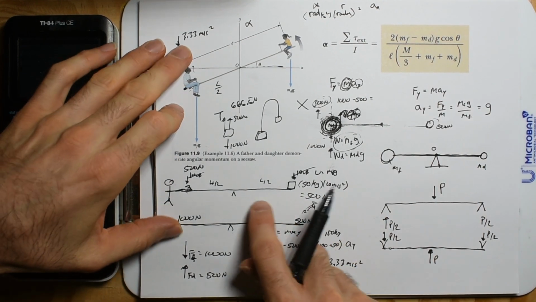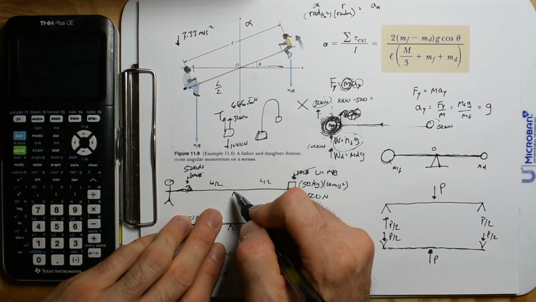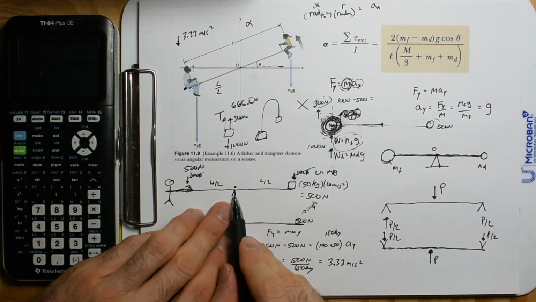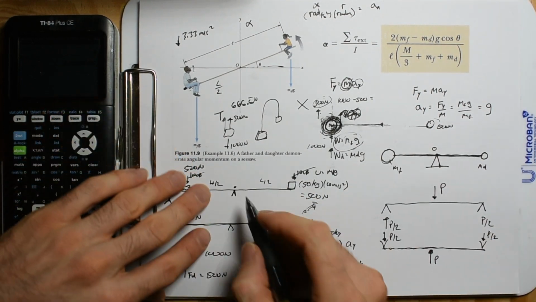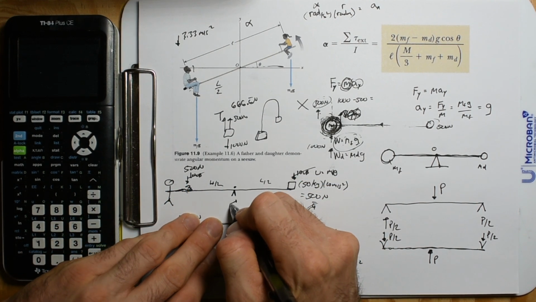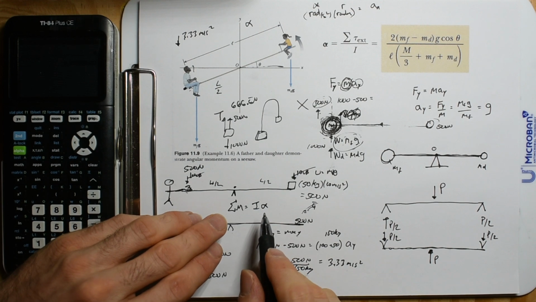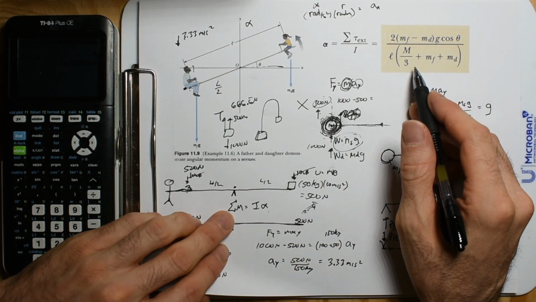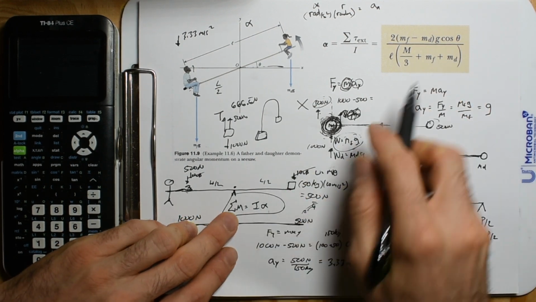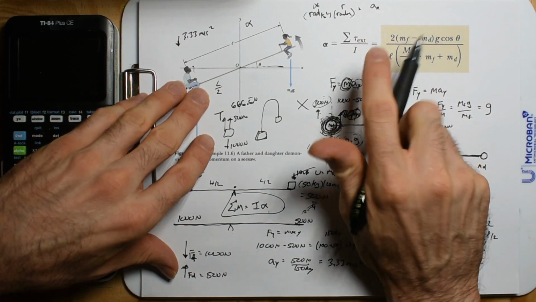Well, maybe I should have done one step farther. What I just explained was, hey, the sum of the moments is equal to I alpha. So let's start there and then finish with this one. Let me just get to this. We can do this one real fast.